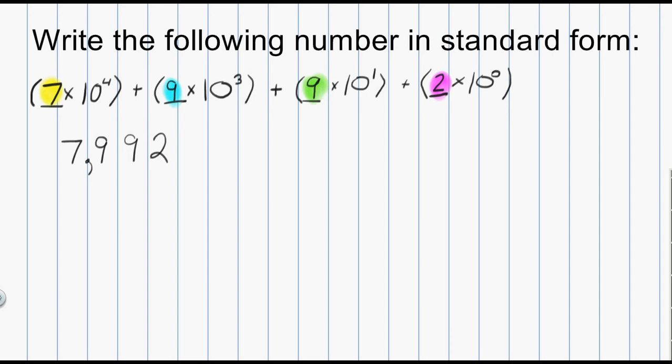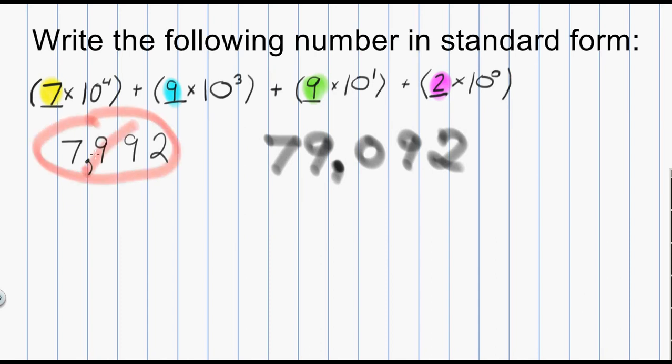Well, the problem with this method is, as often as not, it's going to cause you to get an incorrect answer. And if you remember, the correct answer when we worked this problem out just a moment ago was 79,092. So, unless you really understand place value and you pay really close attention to what you're doing, more often than not, if you try this shortcut, you're going to end up with an incorrect answer.